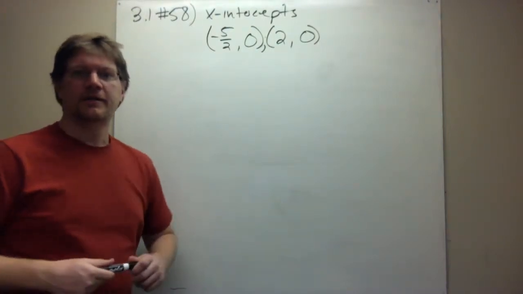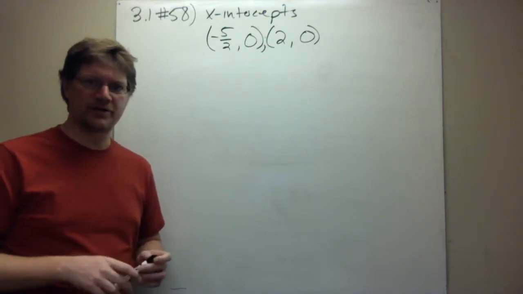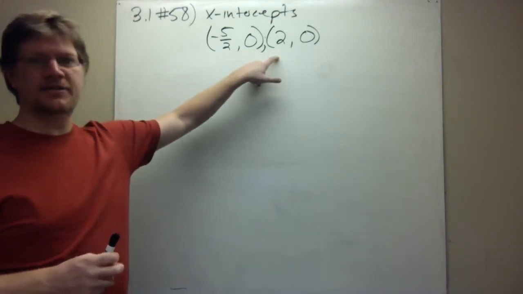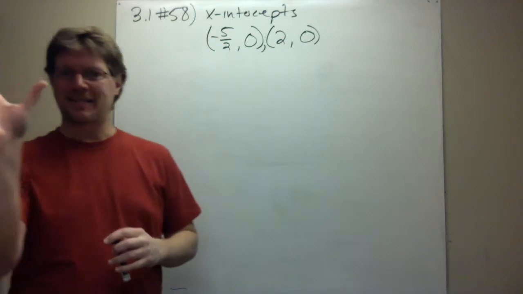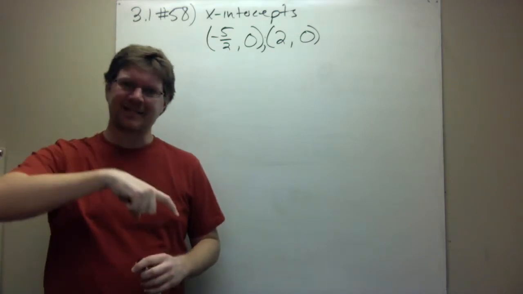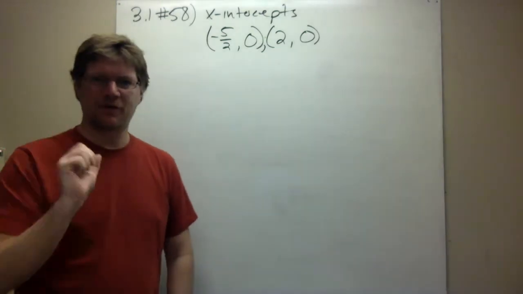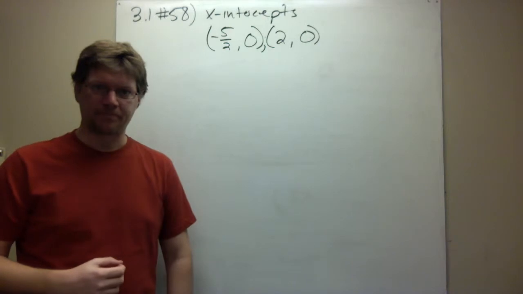Section 31, number 58, we are asked to find two distinct quadratic equations that have these as our x-intercepts. We're told to create one of them that is concave up and the other that is concave down. Concave up means we need a positive in front of our x squared. Concave down means we need a negative in front of our x squared.